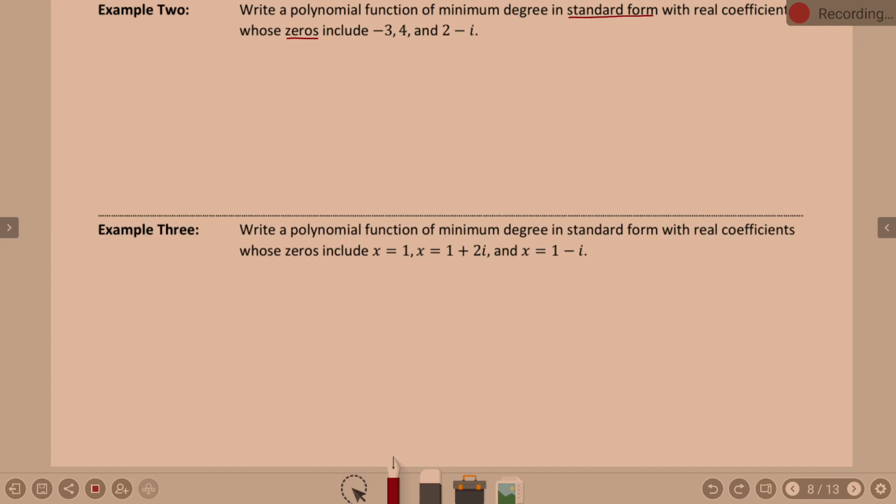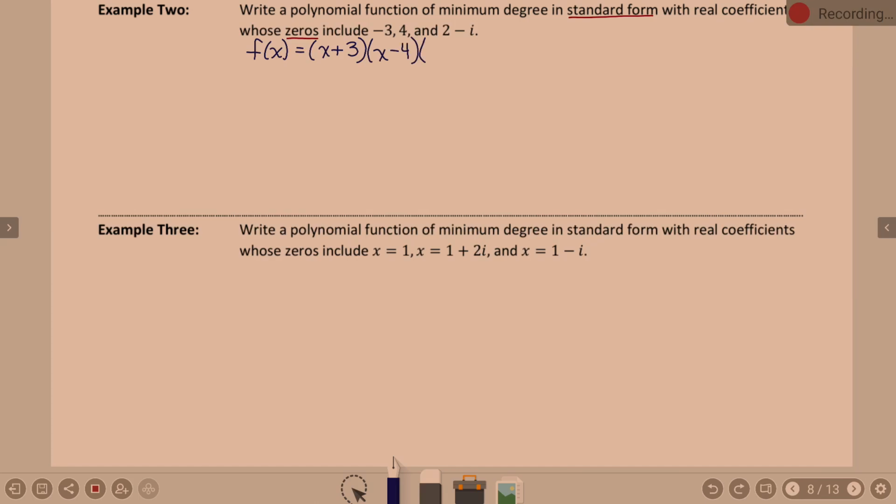You do like x plus 3 times x minus 4, times x minus 2 plus i. I'm going to write it slightly different to begin with. Work with me here. So I'm going to start off as f of x equals. Remember, to write a factor, it's x minus the 0. So x minus -3 does become the factor x plus 3. x minus 4 becomes x minus 4.